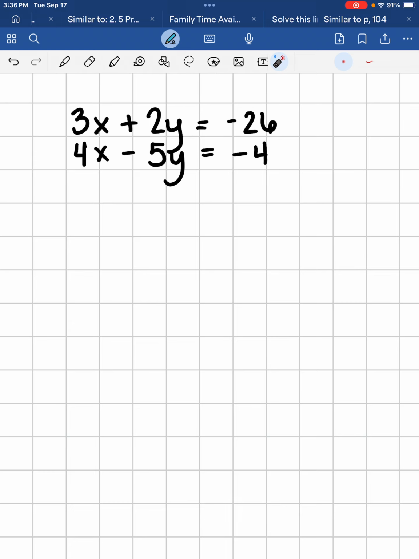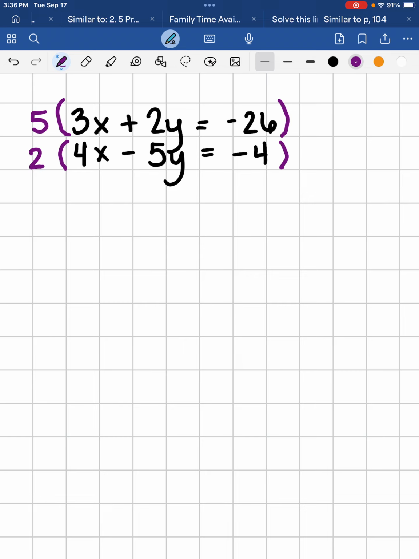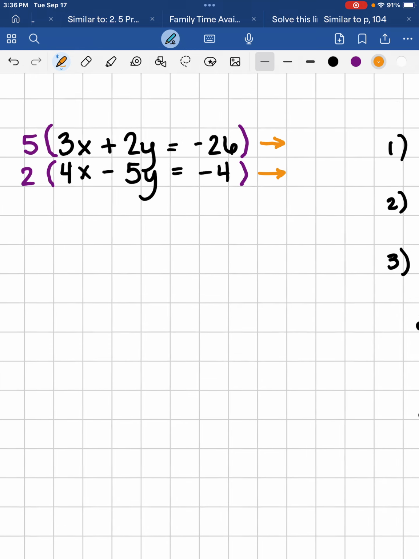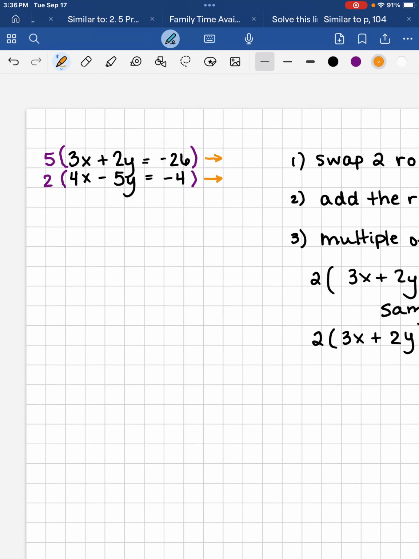So I'm going to do what I said first. Since I've already got my signs going, one's positive, one's negative, I'm just going to multiply by the number that's going to make this 10 here. So if I multiply by 5, I will end up with 10y in the middle. And if I multiply by 2, I will end up with negative 10y in the middle. So that's exactly what I'm going to do, and I'm going to multiply these and write the new equations.